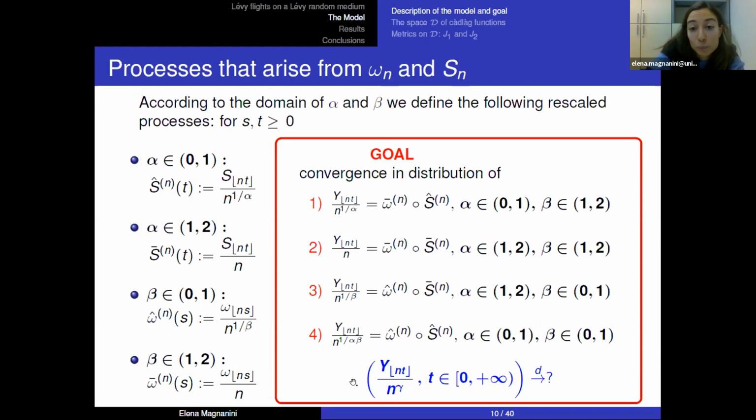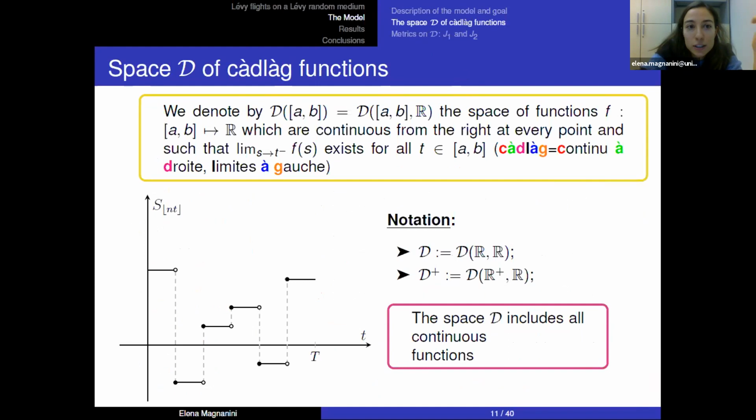Okay, so these processes here converge in this space of càdlàg functions. I just want to spend very few words. So we denote by D the space of functions which are continuous from the right at every point and such that the left limit exists, for all t belonging to the domain, in this case, this interval [a,b]. So here in this frame, you can see a sample path of our process S, which is an example of a càdlàg function. And speaking of notation, I will denote by D the space of càdlàg functions from R to R, and by D+ the space of càdlàg functions from R+ to R. And of course, the space of càdlàg functions includes all continuous functions.